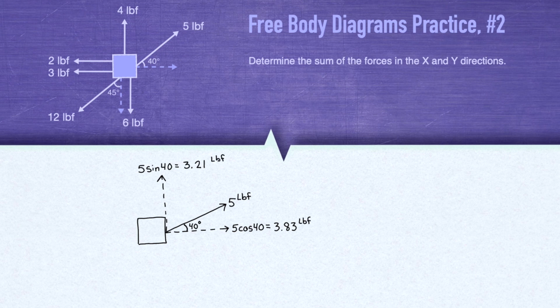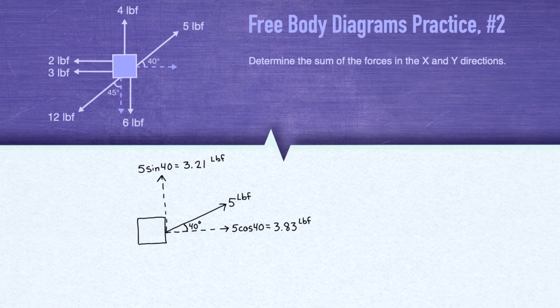So the x component of the 5-pound force is 3.83 pounds of force, and the y component of the 5 pounds of force is 3.21 pounds of force. We didn't get rid of the 5 pounds of force, we just broke it down into its individual x and y components. So now we're going to do the same thing with this 12-pound force here in the other corner. This is another diagonal force that needs to be broken down into its x and y components.